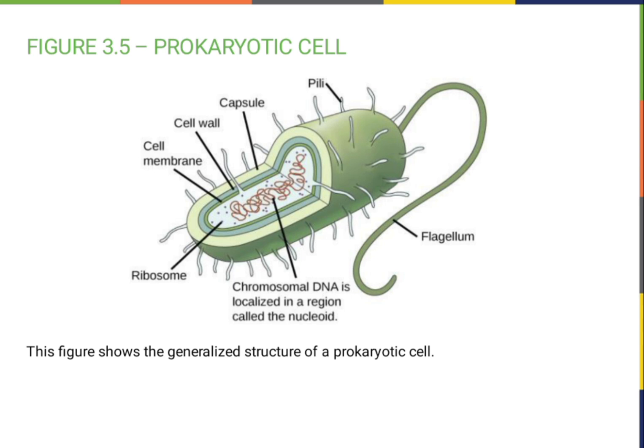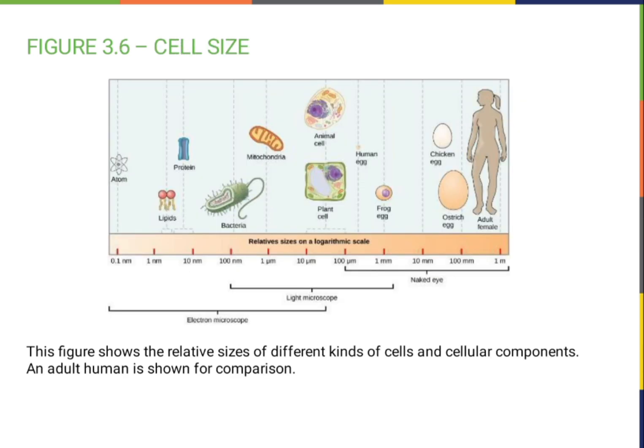You can see a flagellum is not present in all of them. Some of them have it, others don't. They have a capsule. Then we have the pili. You can clearly see that. Now, you can see the different cell sizes.